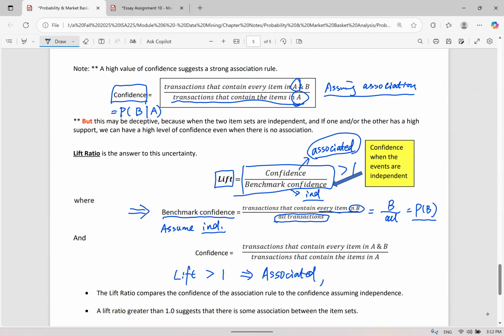On the other side, if the lift ratio is less than 1, that means the top is less than the bottom. So that means they are more likely to be independent. Got it? Question?